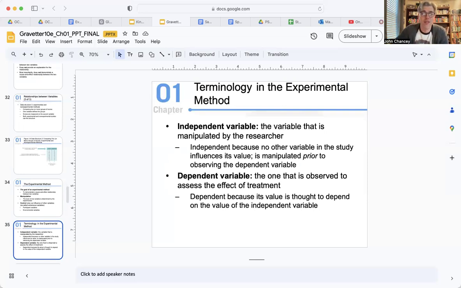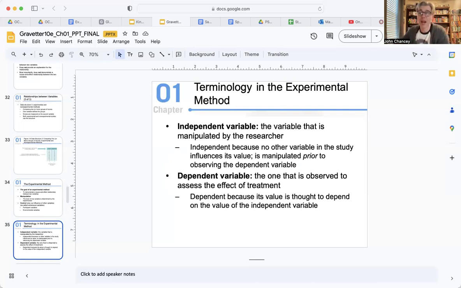Some other terminology, I've mentioned this before already, but the independent variable is what we manipulate. So if you're interested in, hey, does this new antidepressant medication work or not? The independent variable would be who gets the antidepressant drug or does not. Maybe one group gets the drug, the other does not. Maybe one group gets 10 milligrams, one gets five, one gets none.